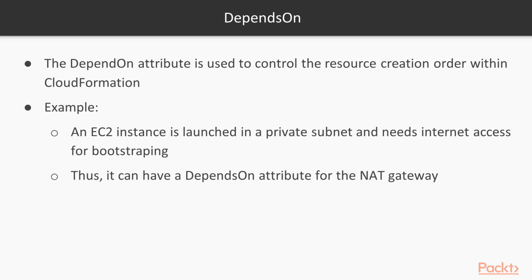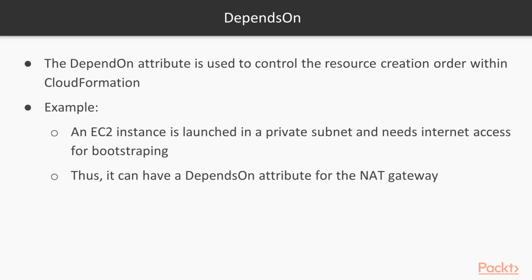Now, the first thing that we will be studying is the DependsOn attribute. From the name itself, the DependsOn attribute is used for controlling resource creation order with CloudFormation. So, a very simple attribute and quite easy to grasp as well. One example where the DependsOn attribute can be used is, let's suppose that you have an EC2 instance which is getting launched in a private subnet and it needs internet access for bootstrapping certain application related resources. So this specific EC2 instance can have a DependsOn attribute for the NAT gateway.